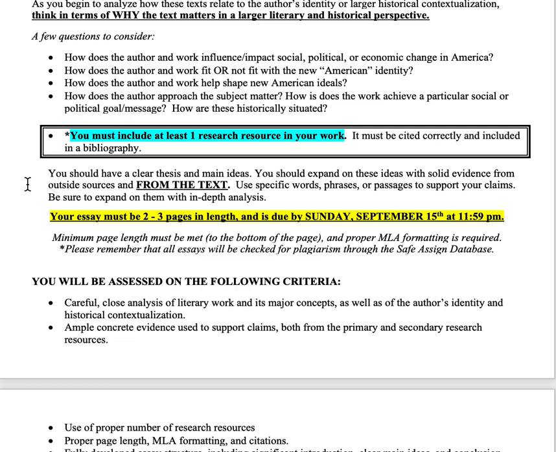So your essay needs to be 2 to 3 pages in length, and it's due by Sunday, September 15th at 11:59 p.m. So that means you have to go to the bottom of the second page at least. If you go less, it'll have points taken off. Proper MLA formatting is required. If you need a refresher, go back to week 1. Remember that everything is checked for plagiarism through SafeAssign.